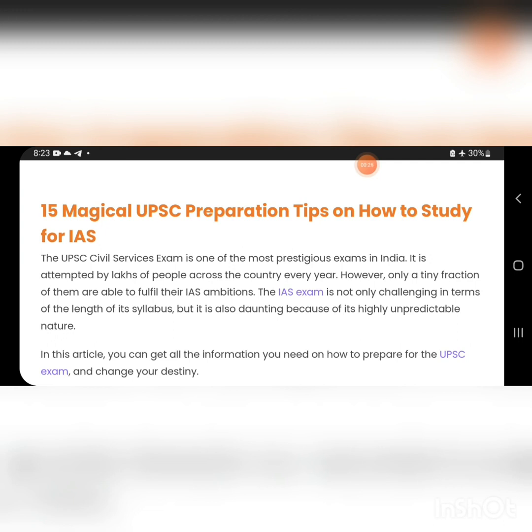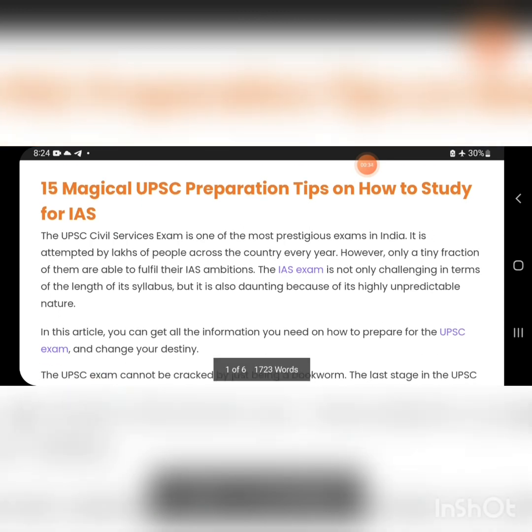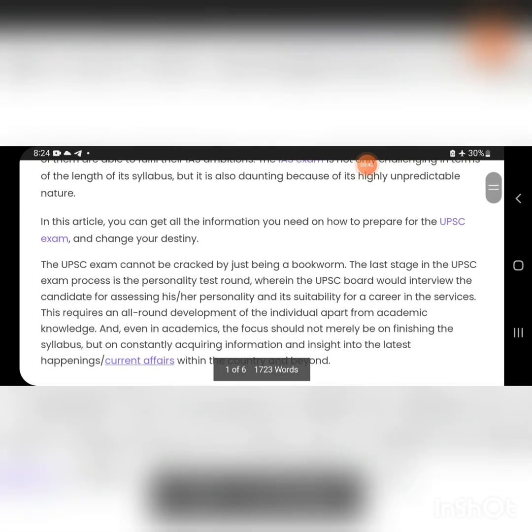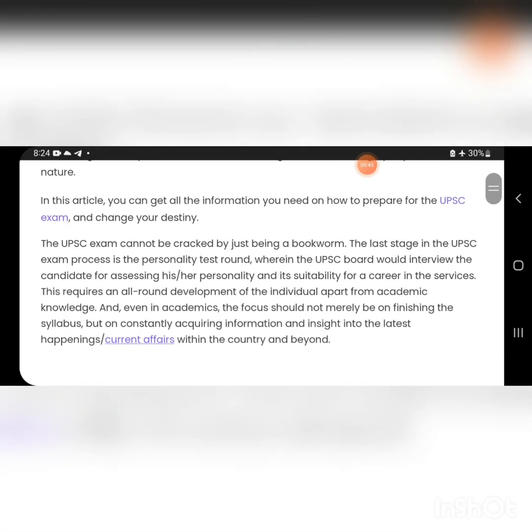The IAS exam is not only challenging in terms of the length of its syllabus, but it is also daunting because of its highly unpredictable nature. In this article, you can get all the information you need on how to prepare for the UPSC exam and change your destiny. The UPSC exam cannot be cracked by being just a bookworm.